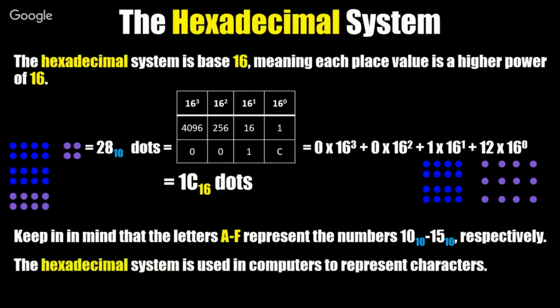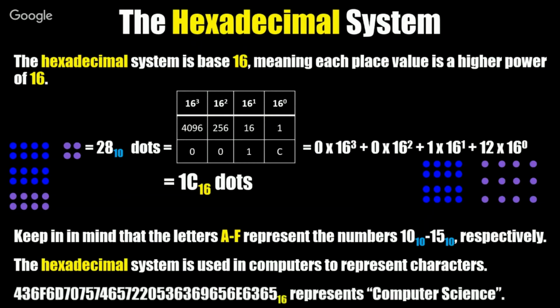In computers, the hexadecimal system is used to represent text like the characters in the alphabet, or punctuation, or numbers. This huge hexadecimal number you see here represents the words computer science.